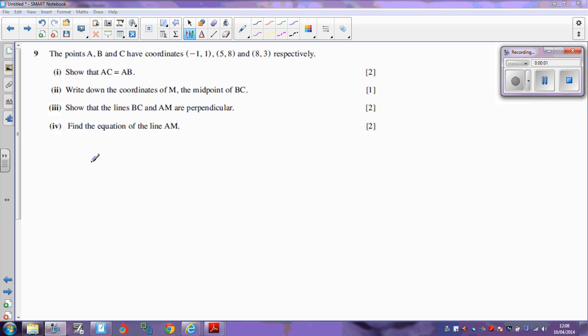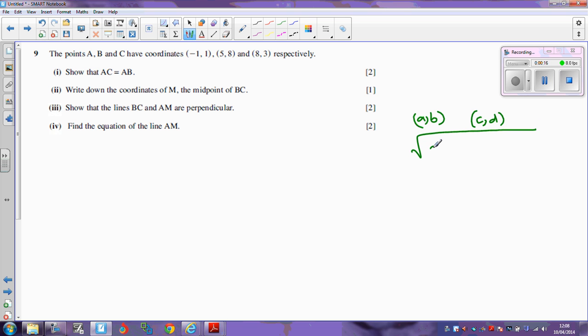We need to show here that the distance from A to C is exactly the same as the distance from A to B. And remember, if you've got 2 points and you want to find the distance between them, so if one of them is (a, b) and the other one is (c, d), then the distance between the two is the square root of (a minus c) squared plus (b minus d) squared. Okay, or the other way around.